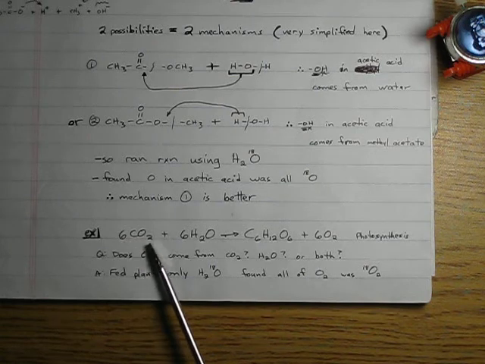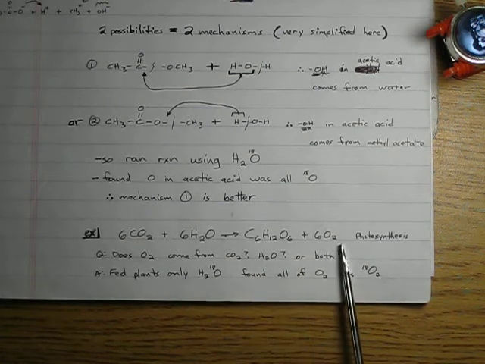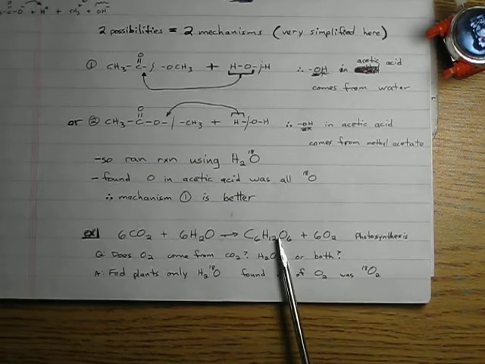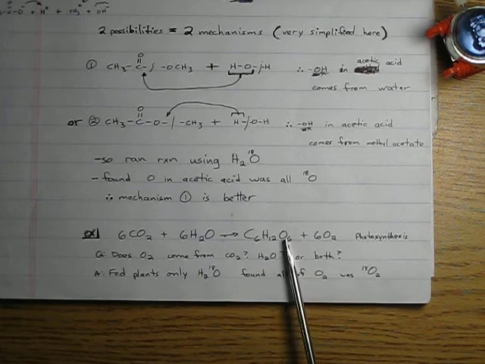Photosynthesis: a plant takes carbon dioxide plus water and forms glucose plus O2. And the question is, these oxygens here in the glucose, do they come from the water or do they come from the CO2? Where do these oxygens come from?